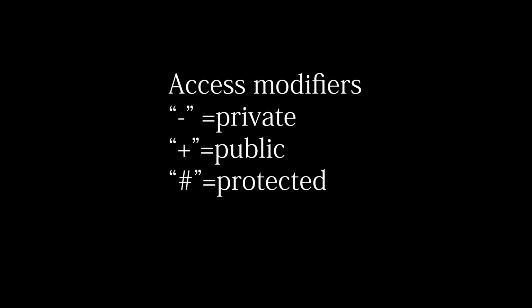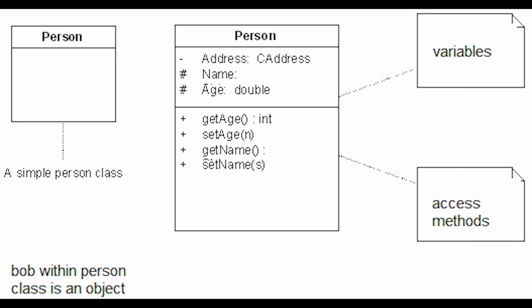Access modifiers are utilized for variables as well as access methods. To add security, the symbols minus, plus, and sharp are added, where minus means it's private and the variable or method can be accessed by the class itself, while plus means public and the variable or method can be accessed by any other class. And lastly, sharp means protected, where the variable or method can be accessed by both the class and its subclasses.